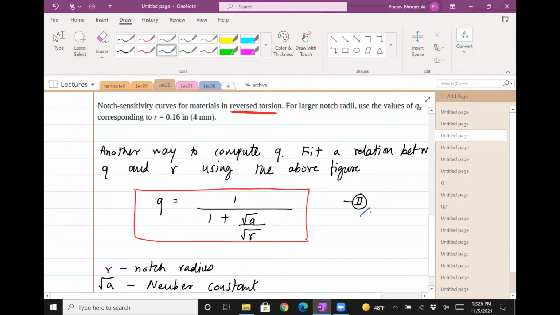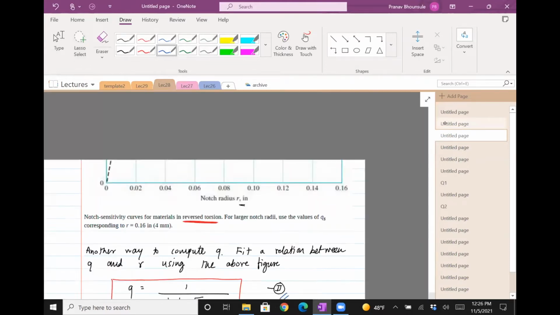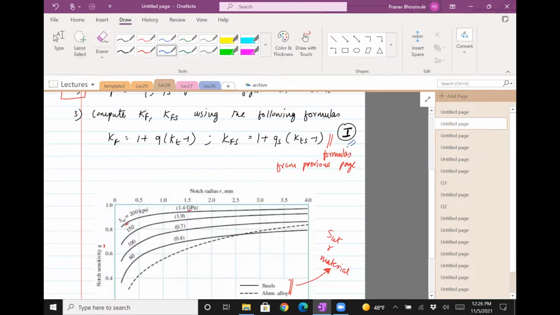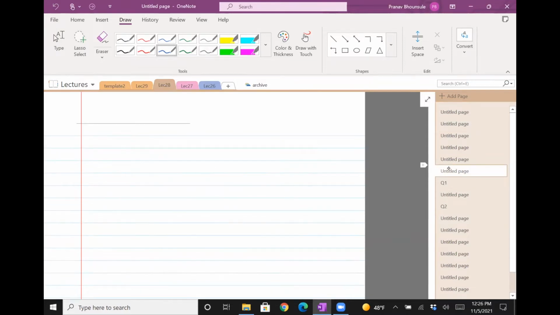Okay, so what we can do is there's some simplification we can do, that is take equation 2, which is a function between Q and R, and then take equation 1, which is this one, and sort of eliminate Q, because we don't really care about Q, right? We only care about KT and KFS. So I'm going to write another expression down, and this will be the final one before we start solving problems.